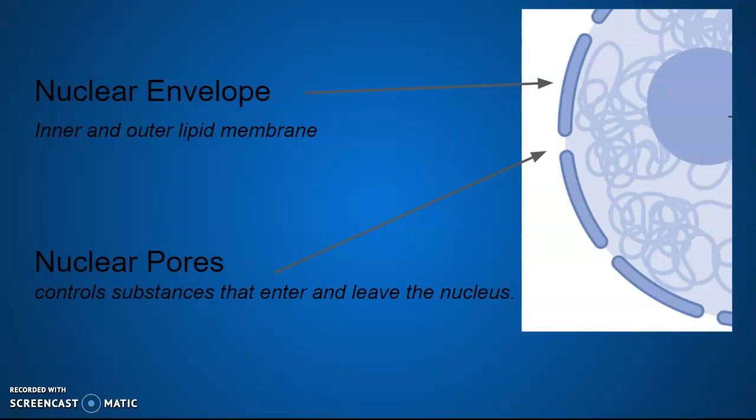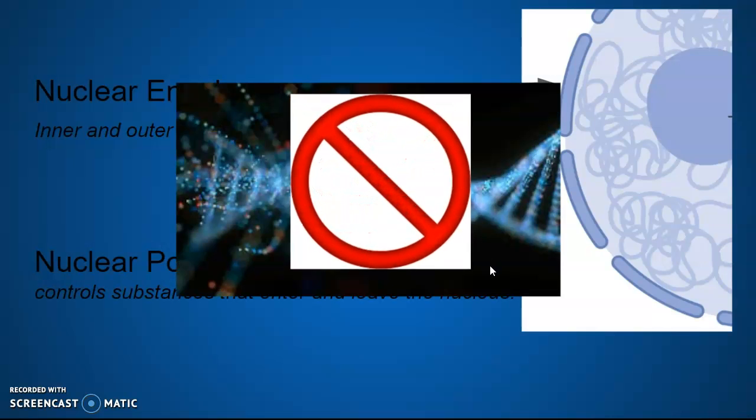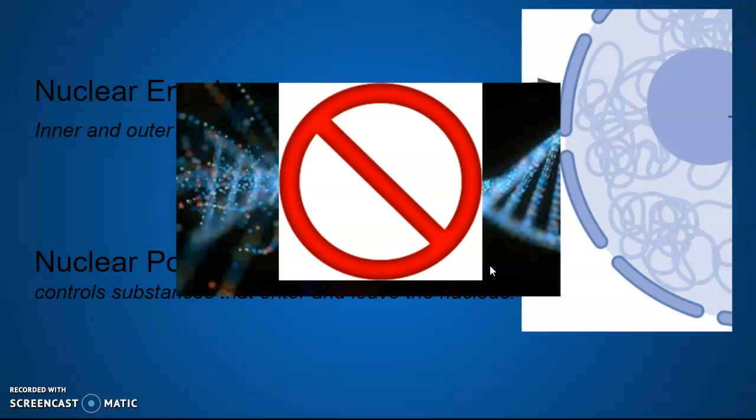It has the inner and the outer lipid membrane, and these two are joined together right here in the nuclear pores. The nuclear pores are not just holes that anything can go through, so they only allow certain substances such as RNA to leave the nucleus, and they also allow substances to go into the nucleus. However, DNA is not allowed to leave the nucleus because it has the genetic information.